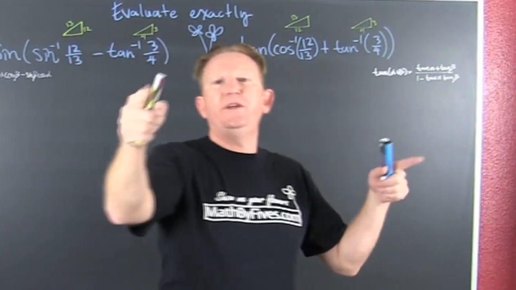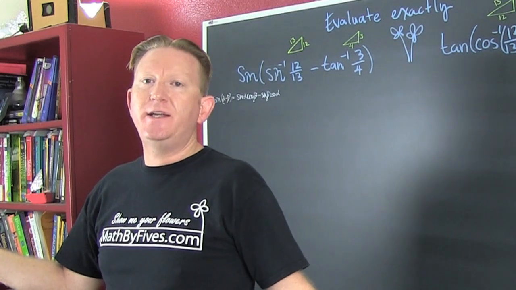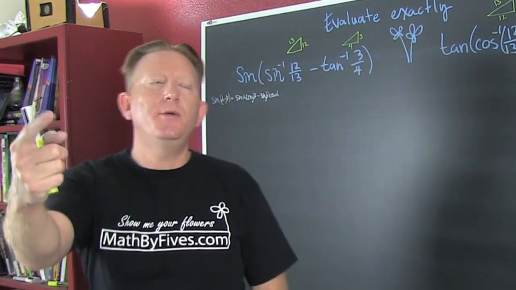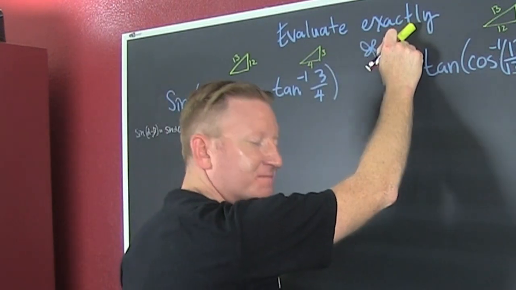You ready? What are we doing? We're simplifying trigonometric expressions. Yeah, and we're using identities all day, every day. Here we go. All right, we want to evaluate exactly.